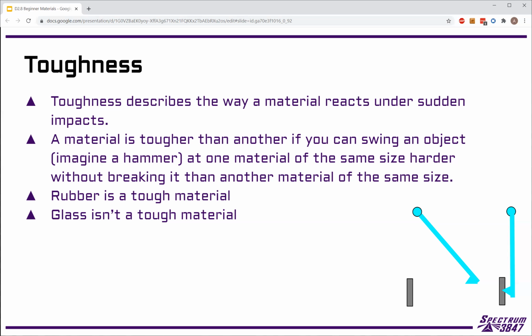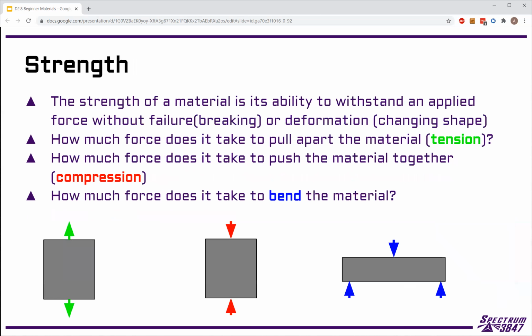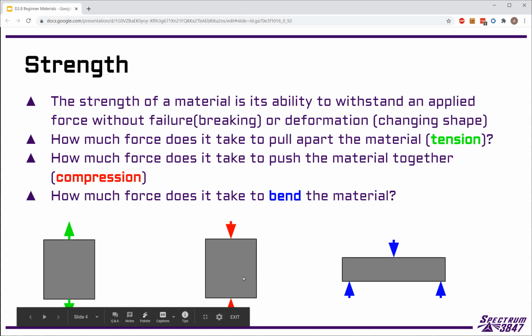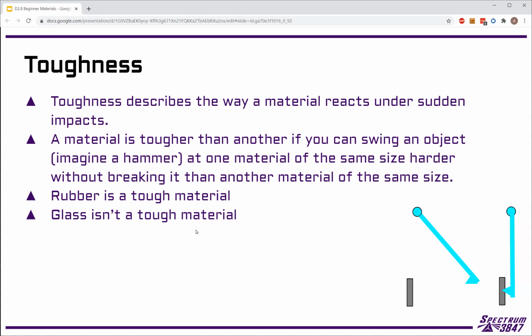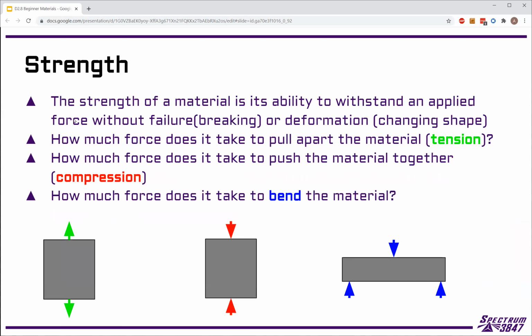Glass, on the other hand, you can imagine would be very easy to break with a hammer, where glass can also be very strong, though, right? You can imagine having a piece of glass that you could stand on, but at the same time, you wouldn't want to hit it with a hammer or stomp your feet on it. You could break it because it's less tough, but it still may be strong in certain areas.